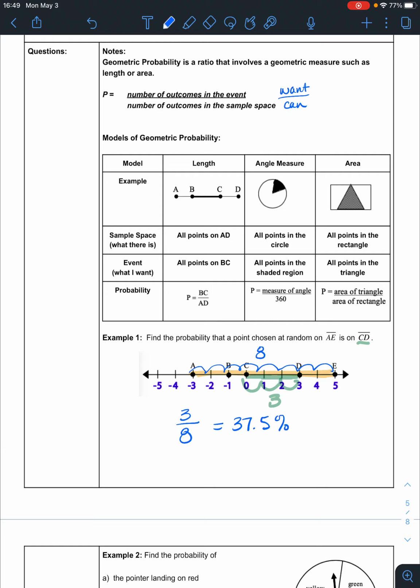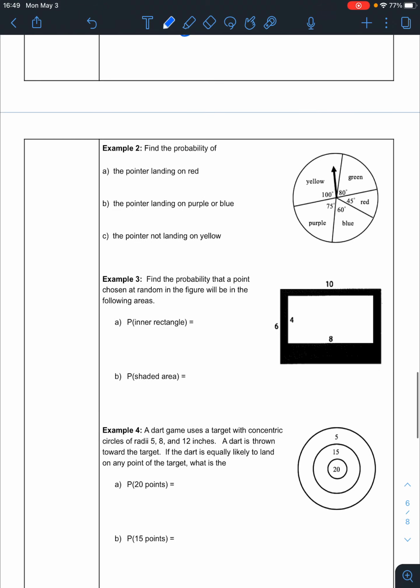Then we have our angle measures. Angle measures are the easiest because it's 360 degrees total. So you just do the angle where you want to land divided by the 360 degrees. If we look at this example 2, I want to land in red. Red is 45 degrees. Well, 45 degrees out of 360 degrees is my probability. Now we always reduce it. That is 1/8 of the circle. 45 divided by 360 is 1/8, which is 0.125 or 12.5%.